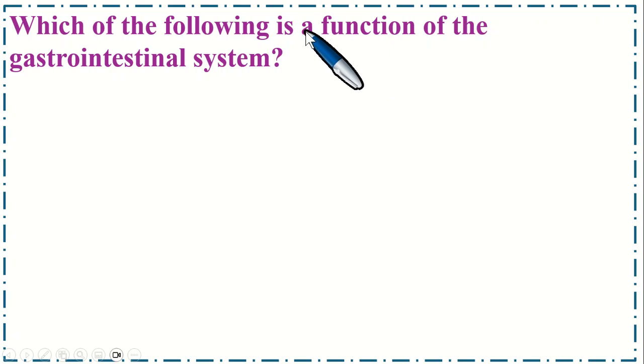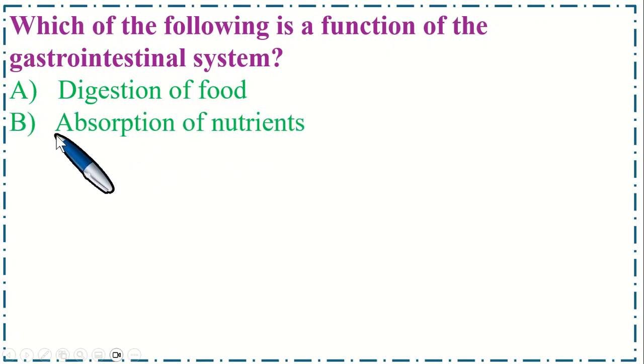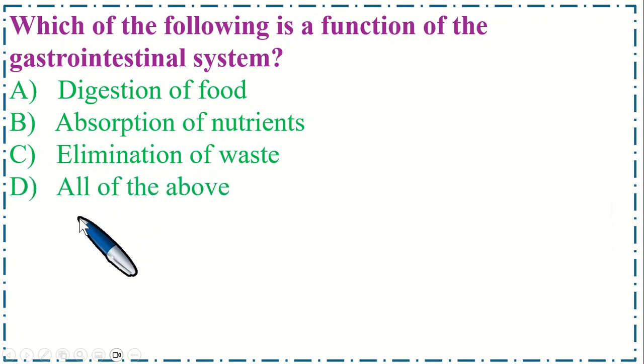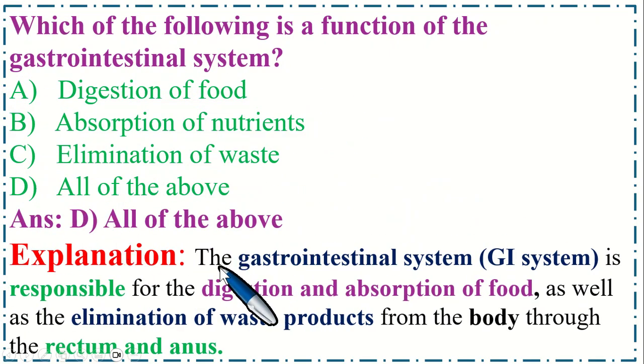Which of the following is a function of the gastrointestinal system, GIT system? Option A digestion of food, B absorption of nutrients, C elimination of waste, and option D all of the above. So the correct option is D. Explanation: the gastrointestinal system is responsible for the digestion and absorption of food, as well as the elimination of waste products from the body through the rectum and anus.